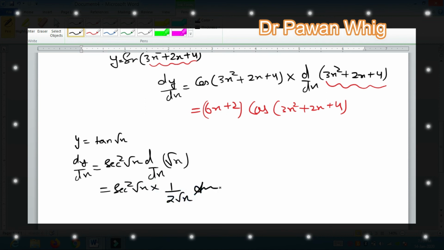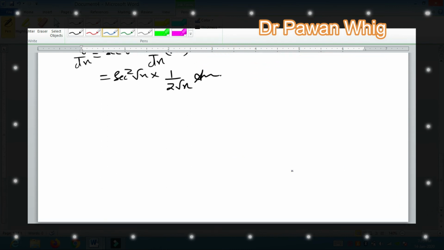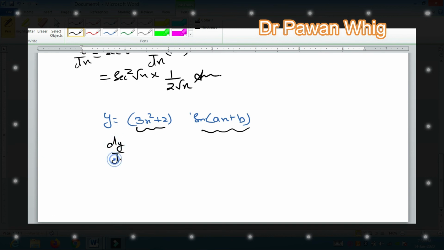Now I'll show you one last question, about how this will actually be asked in the exam: 3x square plus 2 multiplied with sin of ax plus b. These are the two terms which are in product, and you have to apply the product rule here. The product rule says you have to keep one term the same and differentiate the other.